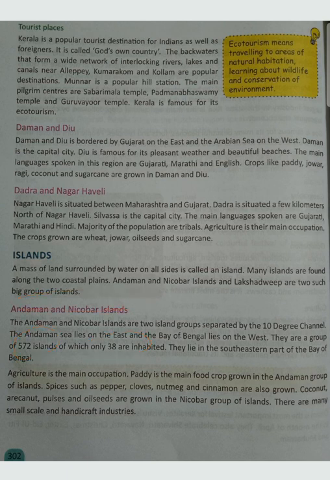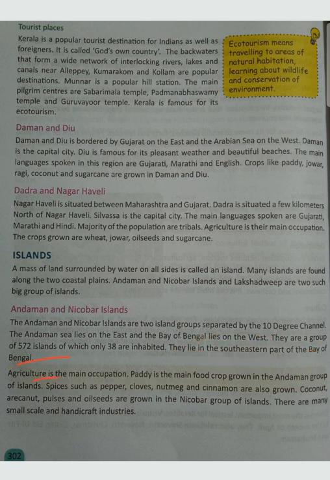That means inhabited means only in 38 islands the people live. The other islands are not suitable for habitation, people cannot live there. They lie in the southeastern part of the Bay of Bengal. Yes, so the Andaman and Nicobar Islands are located in the southeastern part of the Bay of Bengal.